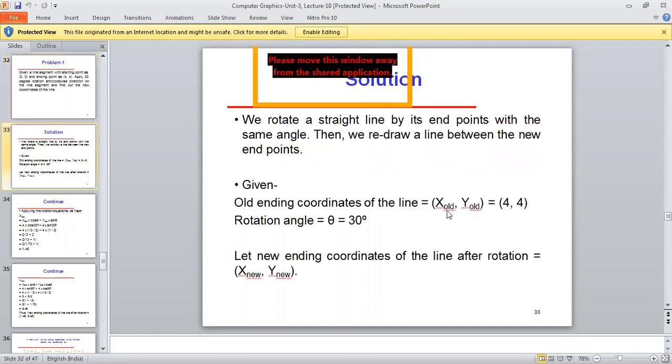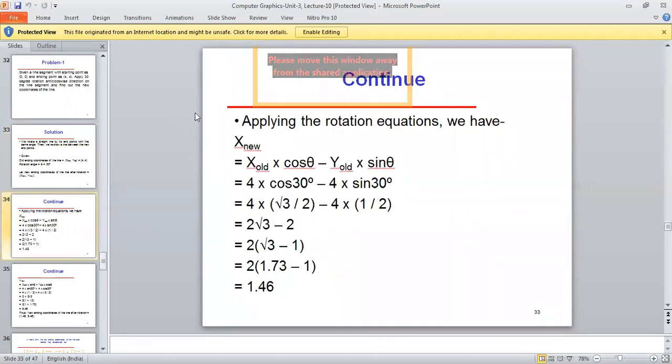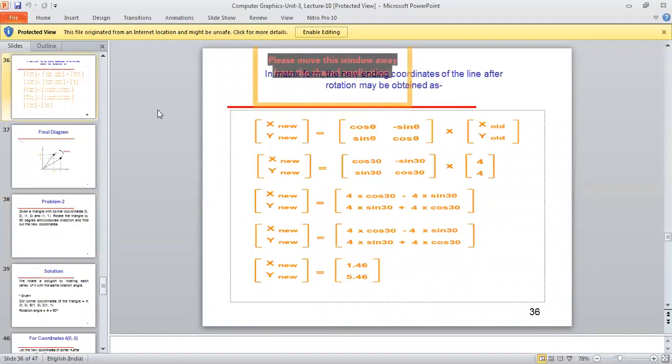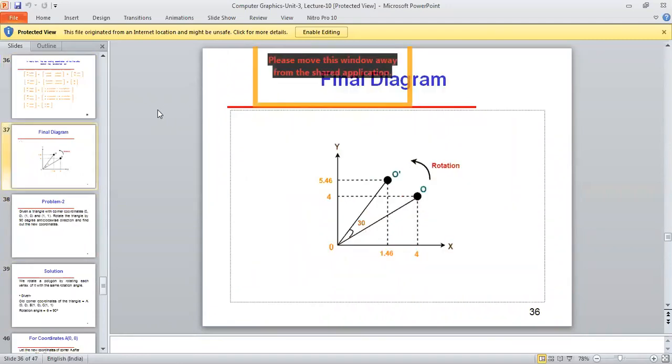Again come to this side. X old and y old are already given, 4, 4. The rotation angle theta is equal to 30 degrees. So in this case we can calculate x new, y new. Just use the same formula and calculate the value of x new and similarly y new. And then if you use this matrix, you will get this diagram. So this is the final diagram, 30 degrees.